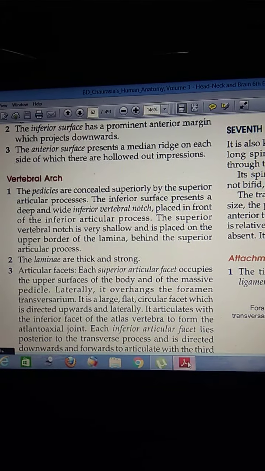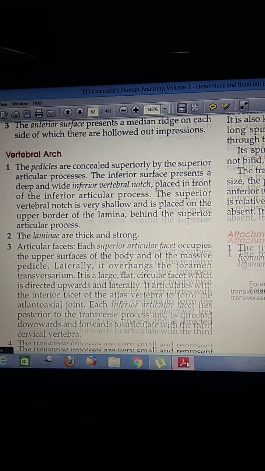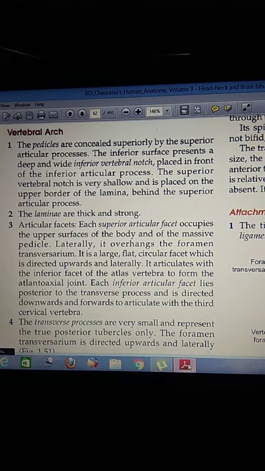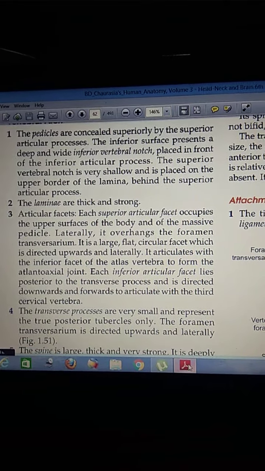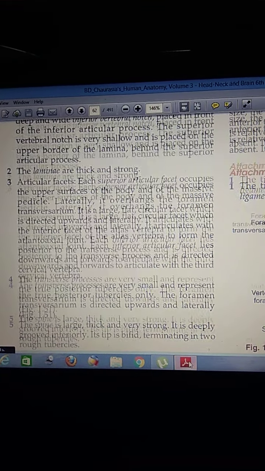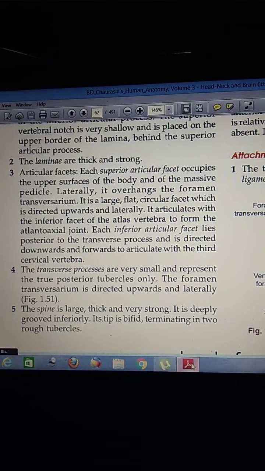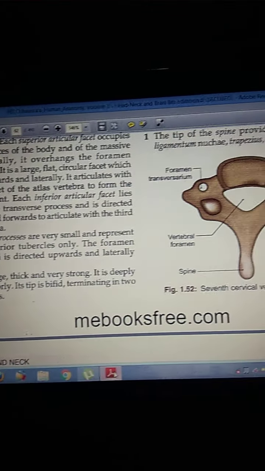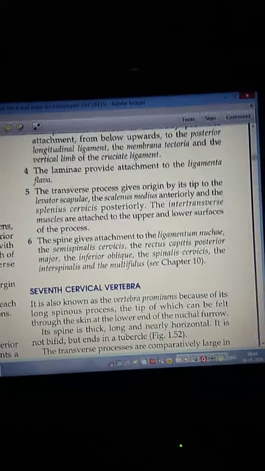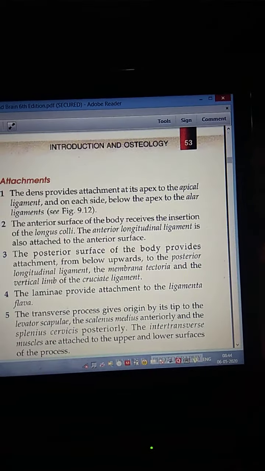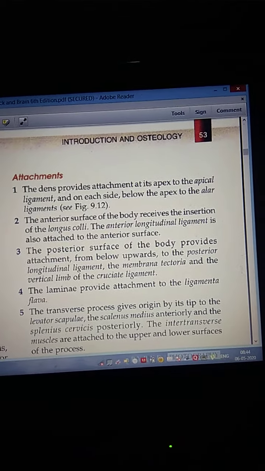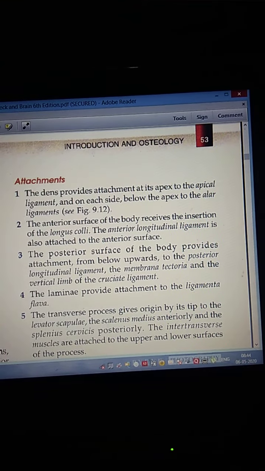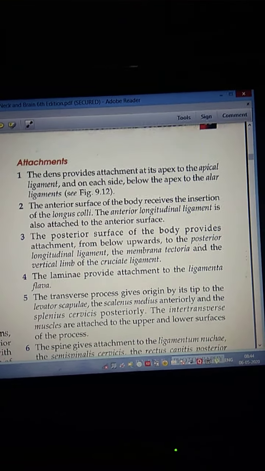The anterior surface presents on the medial side hollow impressions. Vertebral arches, the pedicles, inferior vertebral notches and laminae are thick and strong. You can see in the atlas a superior articular facet, inferior articular facet, transverse process, spine; all are present in the second vertebra. Apical ligament and alar ligament are attached near the dens.